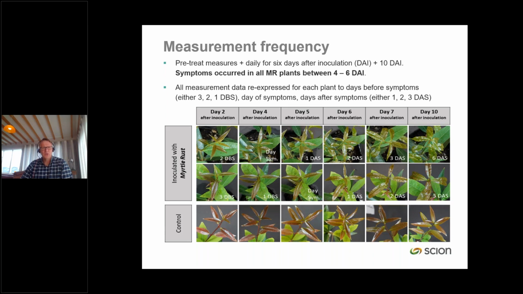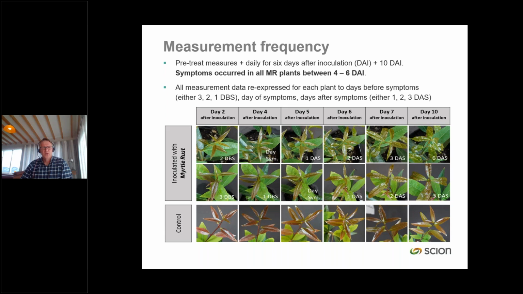And you're looking at the 2 worst affected plants on this slide in the top 2 rows. And so, of course, because the plants became infected over a 3-day period, we had to re-express all the measurement data with respect to the day of symptoms.